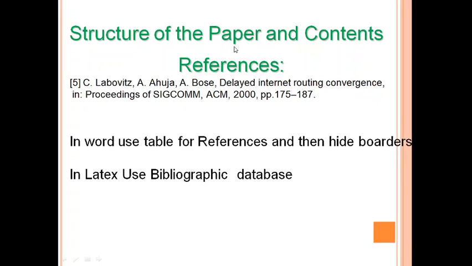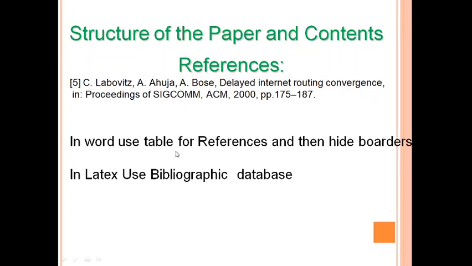Next, in the structure of the paper, the point is references, how to write the references. We have already seen this. You have to write the reference like this: first the names of the authors, comma, and then the title of the paper, and then the conference proceeding or journal name, and the year of publication, and you can write the page number. Different journals have different styles, and accordingly you have to manage this.